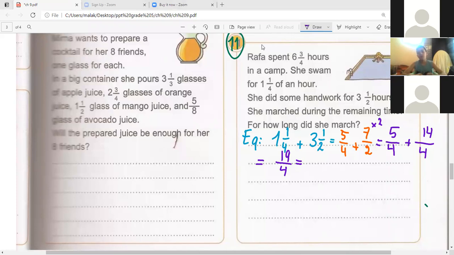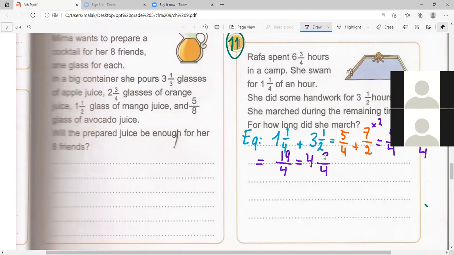You have to turn it into a mixed number. Exactly, bravo Zahra, I'm proud of you. Which number is very close to 19 in table 4? 16. Which number gives us 16 in table 4? 4. So 4 hours, meaning more than 4 hours. 4 hours and 3 quarters. And approximately 5 hours she took.